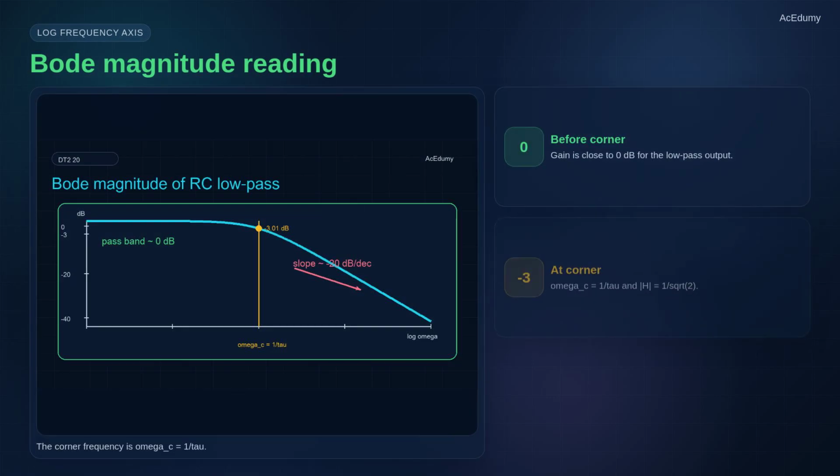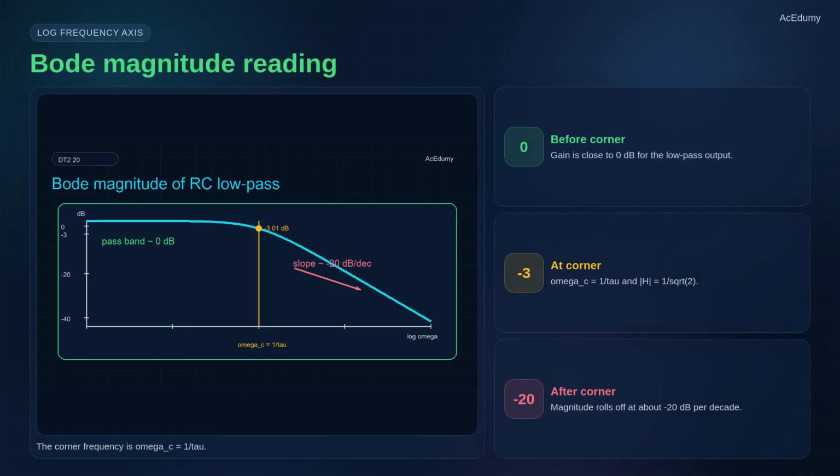The Bode magnitude plot puts frequency on a log axis and gain in decibels. For the RC low pass, the corner frequency is omega c equals 1 over tau. At that corner, the gain is minus 3.01 dB. Before the corner, the curve is close to 0 dB. After the corner, it falls at about minus 20 dB per decade.